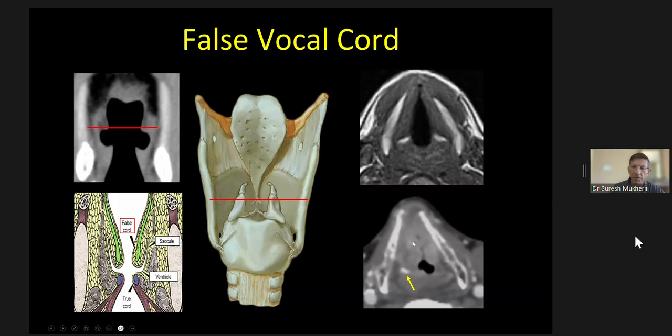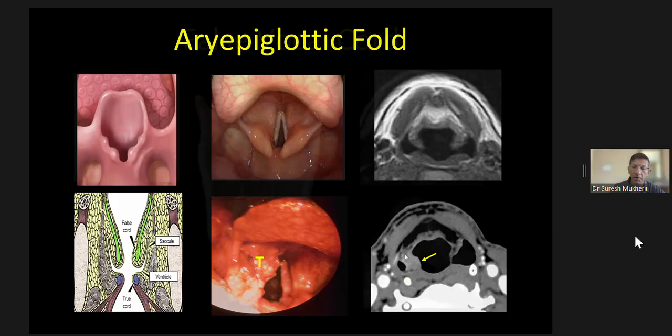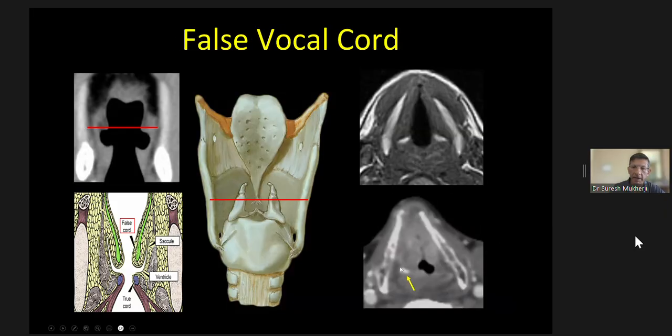Another image here, this was a tumor that was involving the larynx, and notice this yellow arrow shows the top of the arytenoid cartilage. So when we see the top of the arytenoid cartilage, we know we have to be at the level of the false vocal cord. I want to go back one image. The aryepiglottic fold is paramidline, but there's no cartilage seen at this level. False vocal cord tumors are also paramidline, but notice here, you can see the top of the arytenoid cartilage.